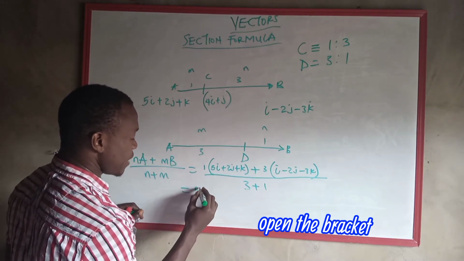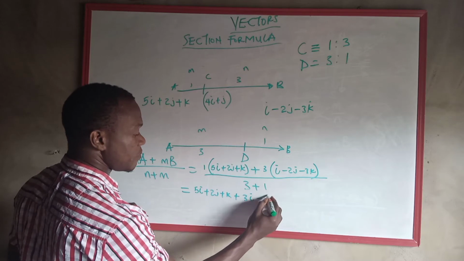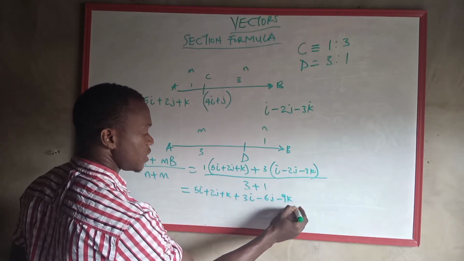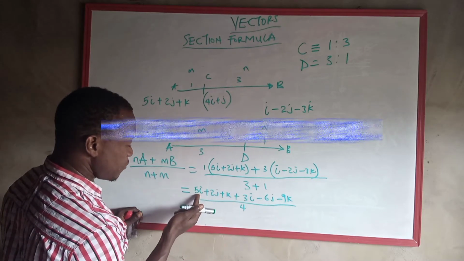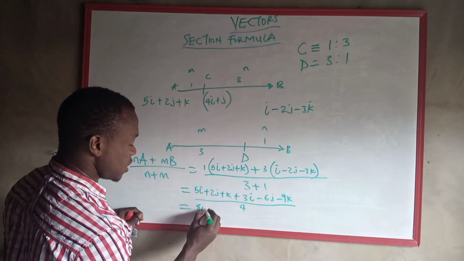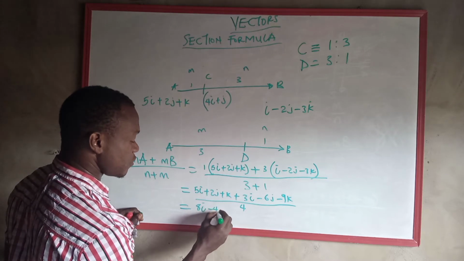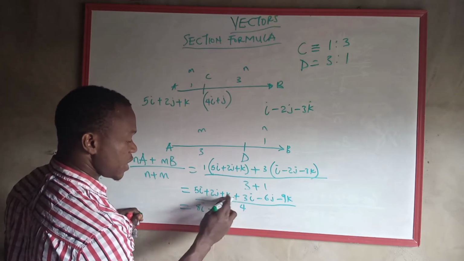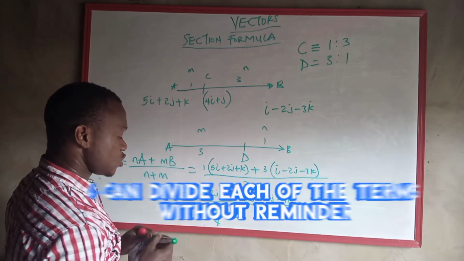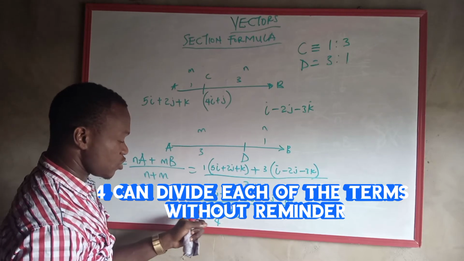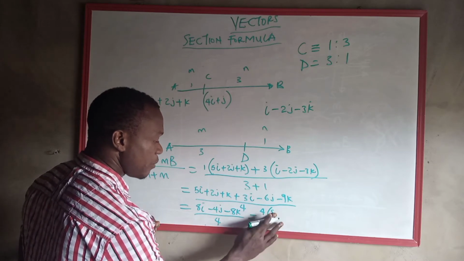So we multiply that, we have 5i plus 2j plus k plus 3i minus 6j minus 9k, divided by 4. So we collect like terms as usual. 5i plus 3i gives us 8i, plus 2j minus 6j gives us minus 4j. Then k minus 9k gives us minus 8k, divided by 4. So we can actually bring out the common term. 4 can go into these 3 terms. So we bring out 4 as our common term.